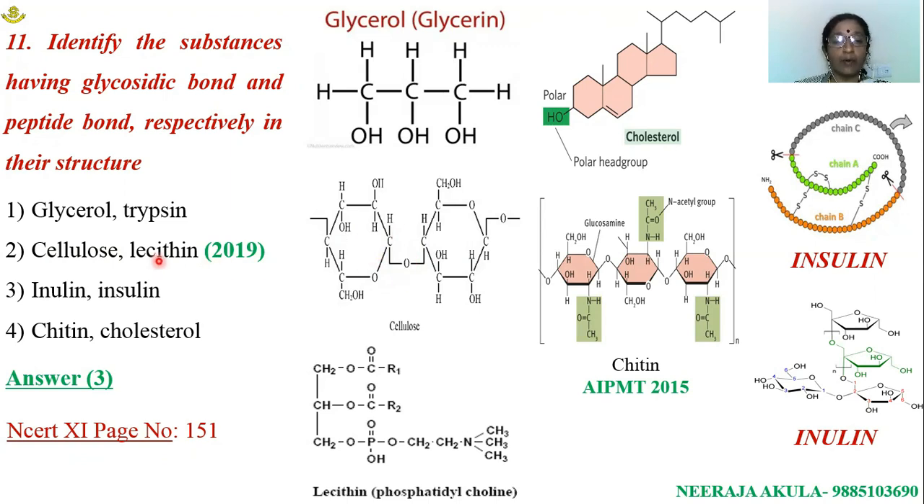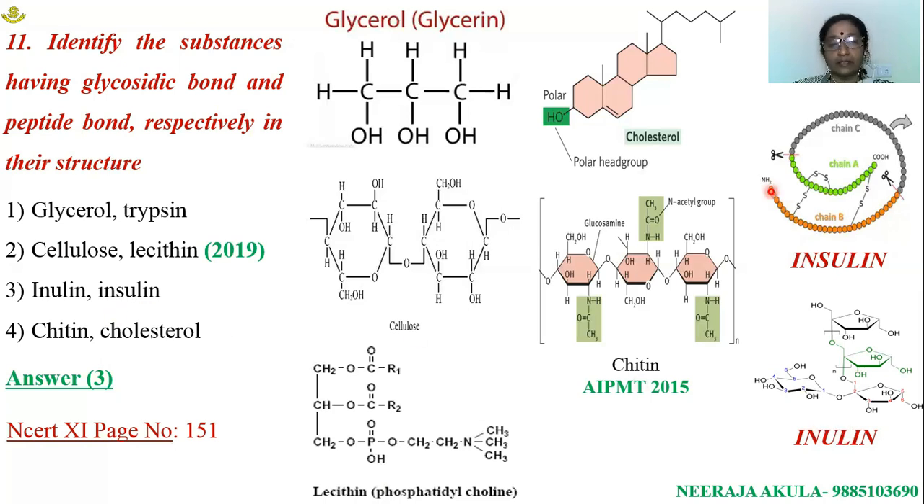Lecithin. Lecithin is a phospholipid. So this is the structure of lecithin. This question appeared last year. Inulin and insulin. Inulin is a homopolysaccharide. It's a polymer of fructose. So this is the structure of inulin. Beta 2,1 glycosidic bonds are present in case of inulin.